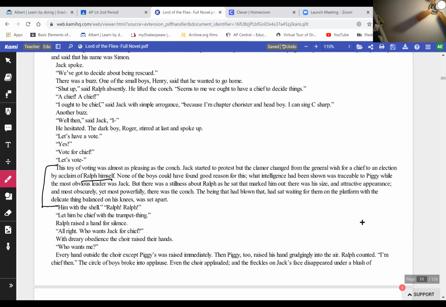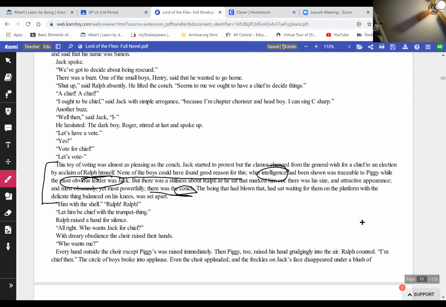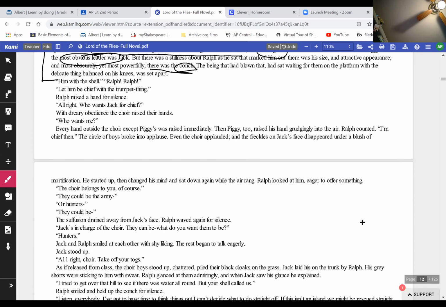He's standing there, doesn't really know what to do, but he seems like he's doing something. He has an air of superiority about him. He's an attractive kid. And they all immediately assume he's the leader. So when they vote, it was natural for them. None of the boys could have found good reason for this, which, again, Piggy's the intelligence. And you're right, the most obvious leader was Jack, 100% right there. But there was a stillness about Ralph as he sat that marked him out. There was a size and attractive appearance, and most powerfully, there was the calm, right? The conch. So they all vote for Ralph, and there's not much Jack can do about it. He's not happy.